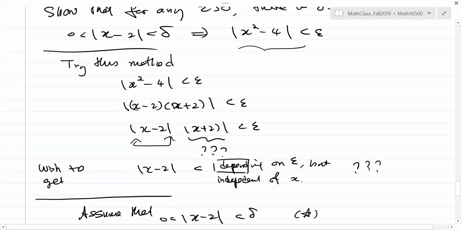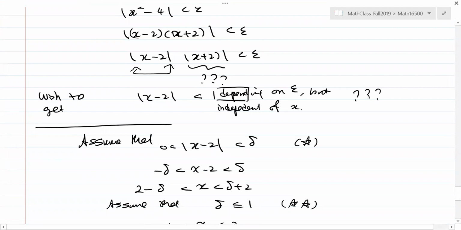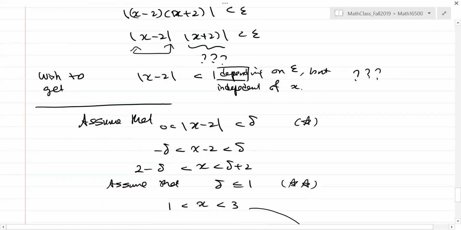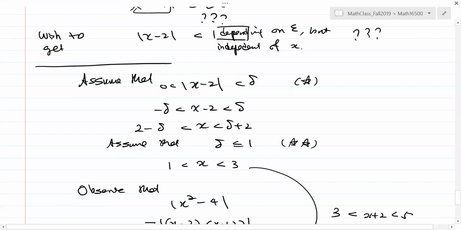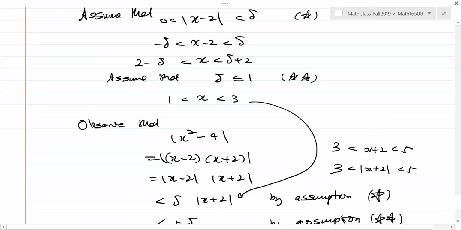Then you see, you got this part, but it's harder to get rid of x plus 2. We don't know the value of x. You cannot just drop it if you don't like. So I decided to use a second method. We assume that absolute x minus 2 is less than delta. I'm going to determine the delta step by step. First of all, you look at this assumption and you find out x is between 2 minus delta and delta plus 2. So if you make delta a little bit smaller, let's say smaller than or equal to 1, then x is between 1 and 3. If x is between 1 and 3, then x plus 2 is between 3 and 5.